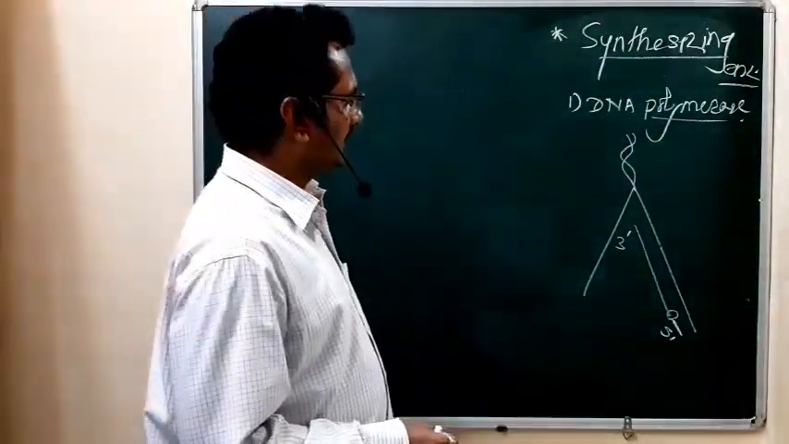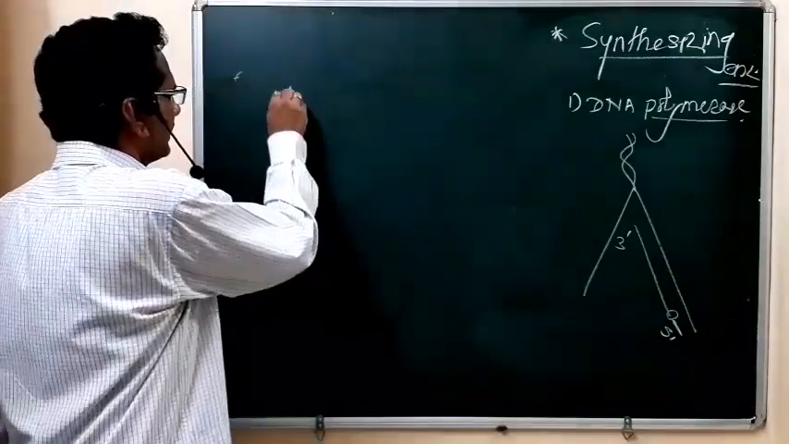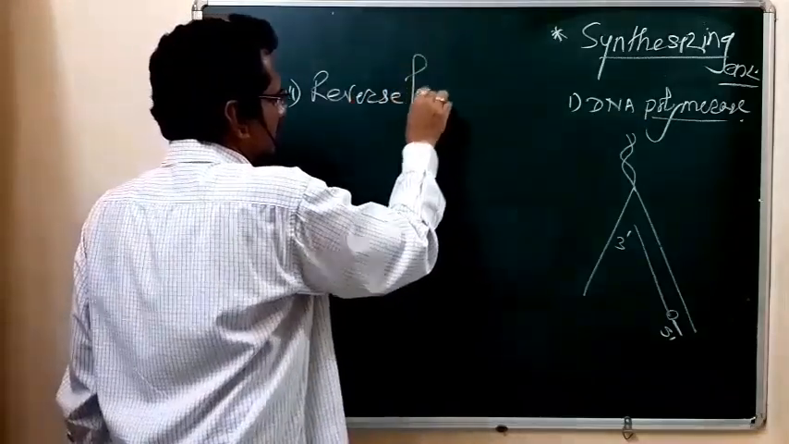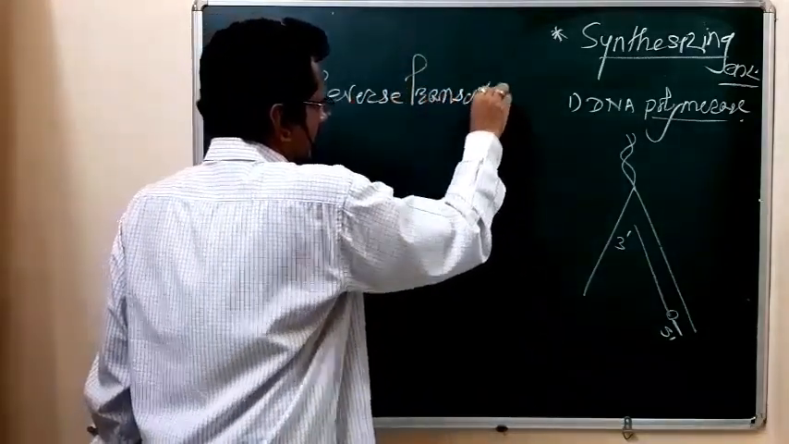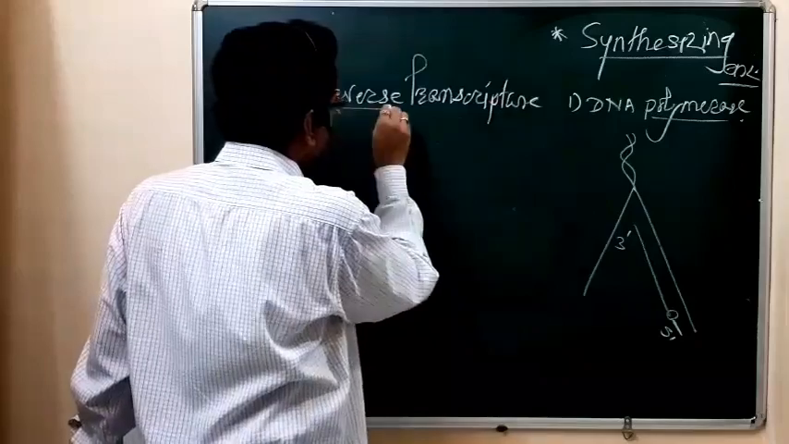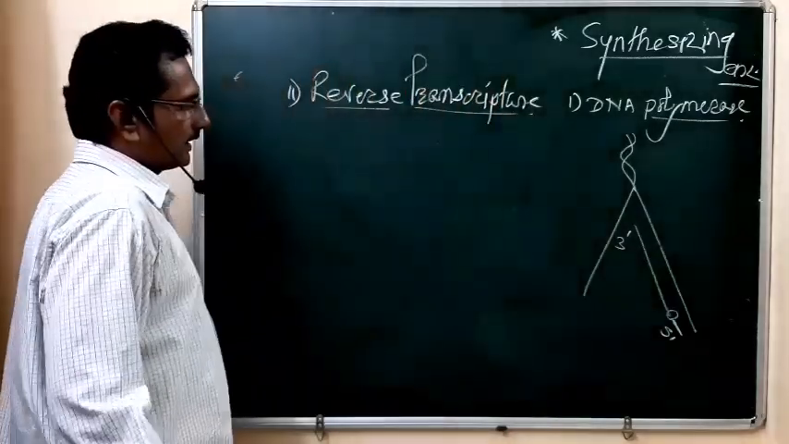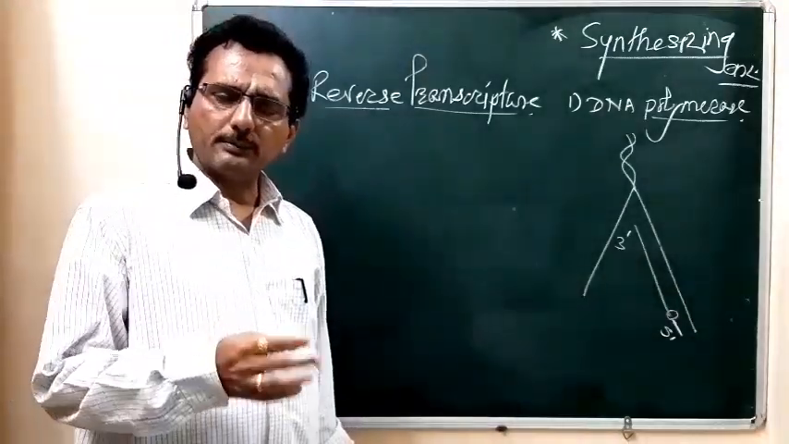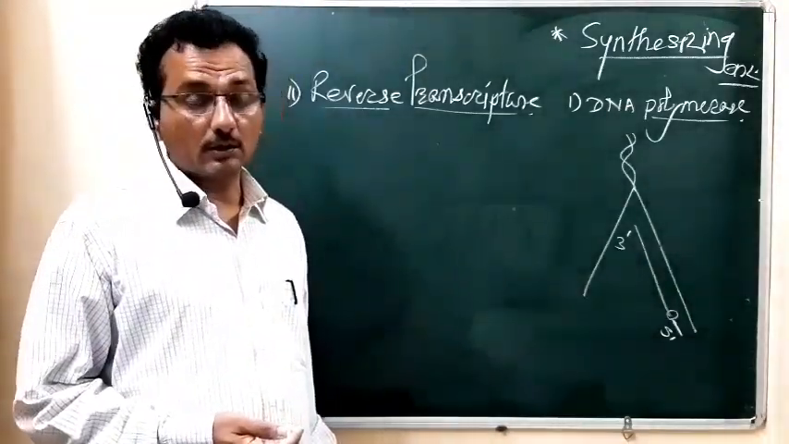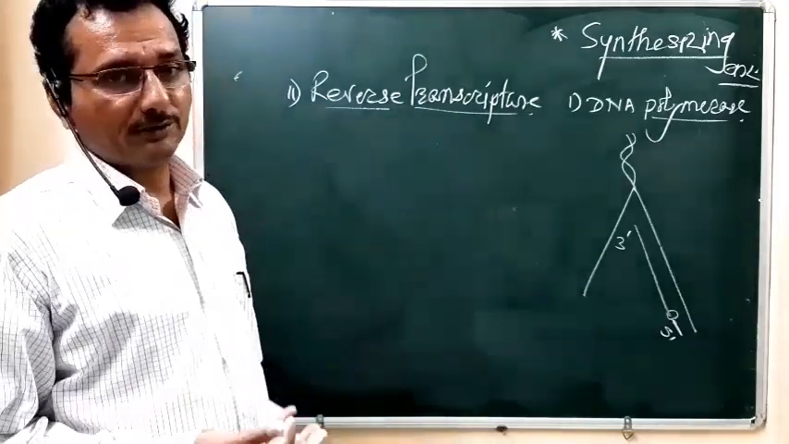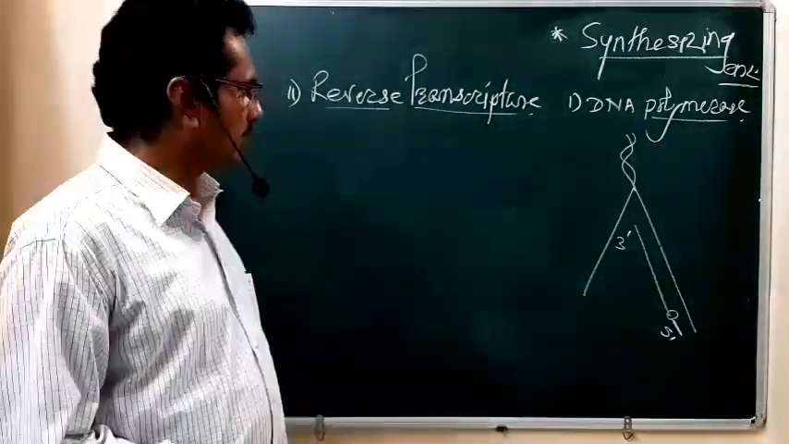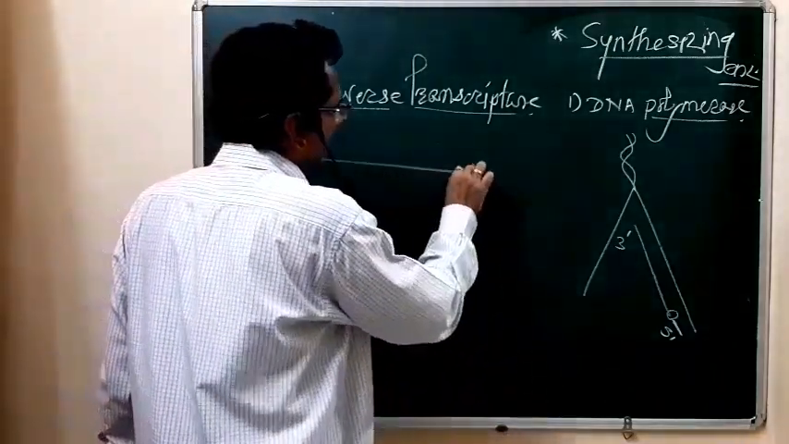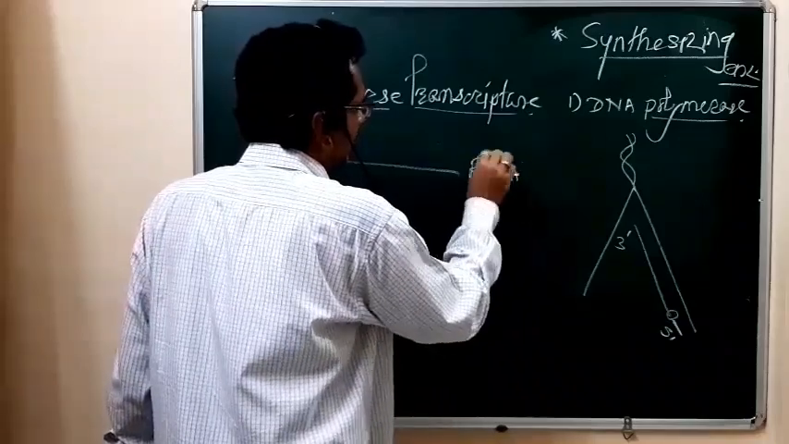Then the second synthesizing enzyme is the reverse transcriptase. Reverse transcriptase enzyme. So what is that reverse transcriptase enzyme and where is it utilized? During the preparation of the cDNA or complementary DNA, this reverse transcriptase enzyme plays a most important role. So for that, what is required? The RNA template is required. So this is the RNA template.